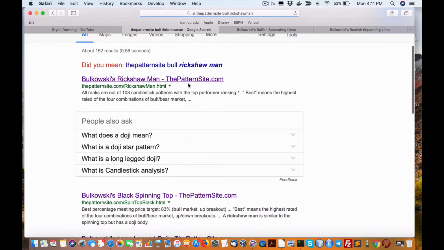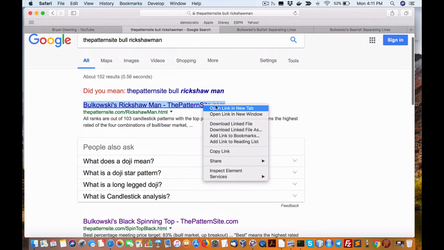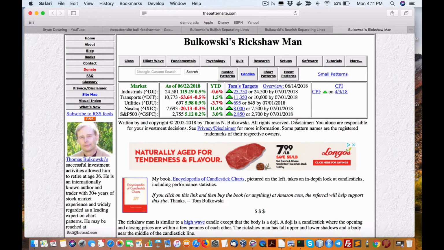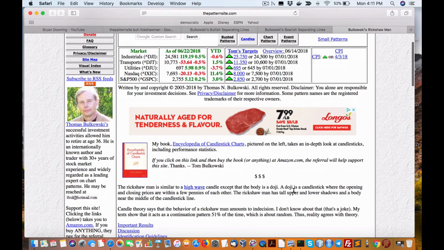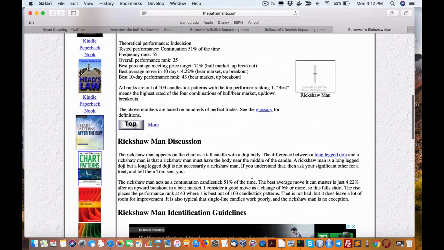All right, so Rickshaw Man pattern, similar to the black spinning top, high wave candle, doji candlestick. I don't know about what candle theorists say a Rickshaw Man amounts to. My tests show that's a continuation pattern, 51%, which is random. So I may get rid of this as well. So there we go, Rickshaw Man.